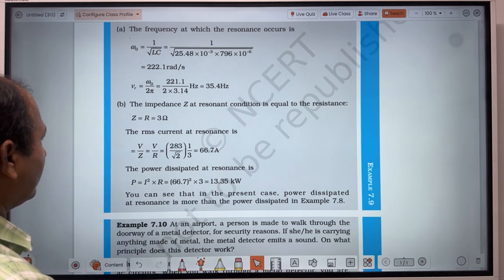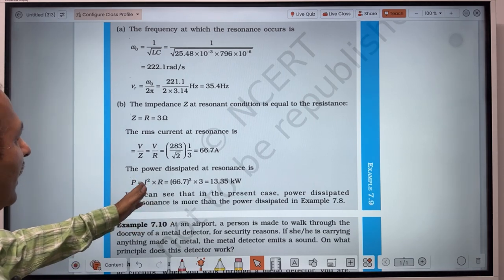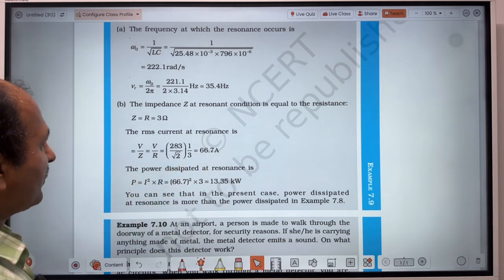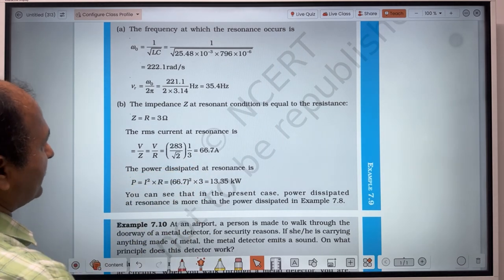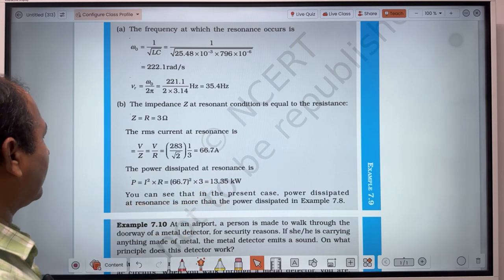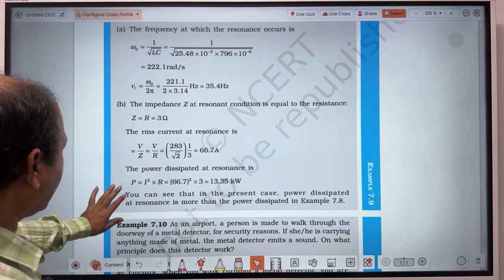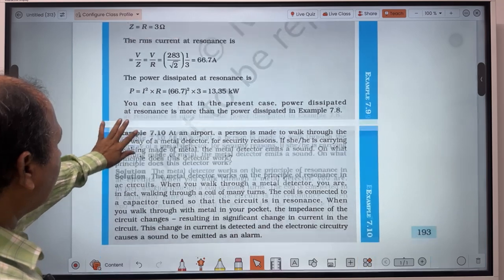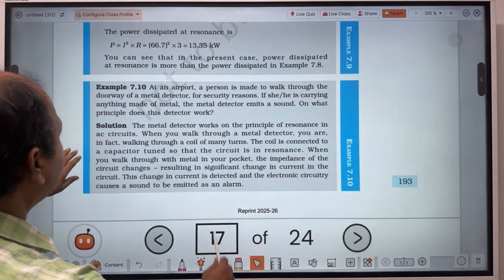Now power dissipated at resonance will be P equal to I square into R. I we have found 66.7 ampere. Square it and put the value of resistance, that is 3. So this comes out to be 13.35 kilowatt. So I think you have understood. Now there is one important question.